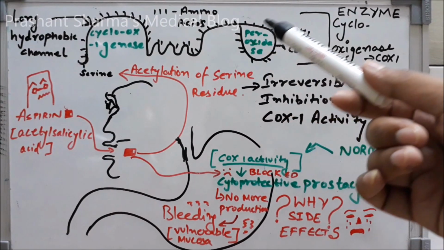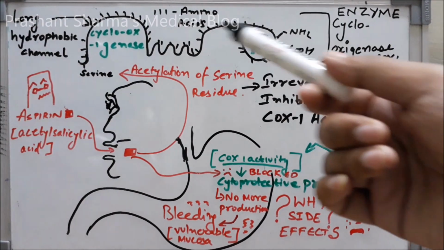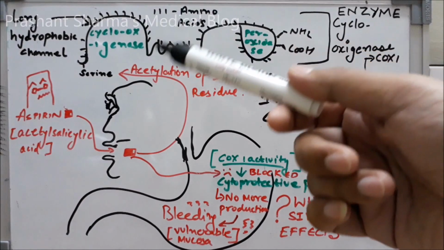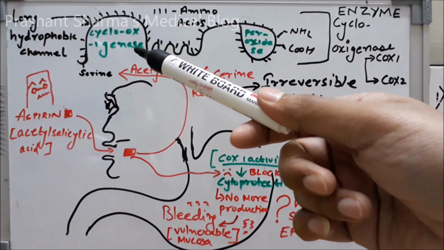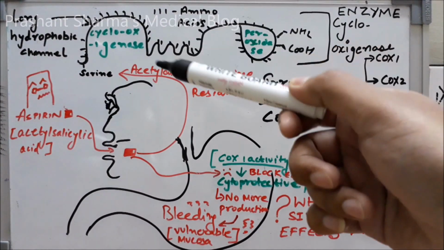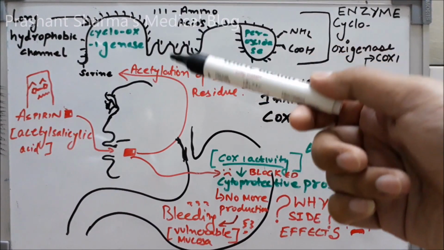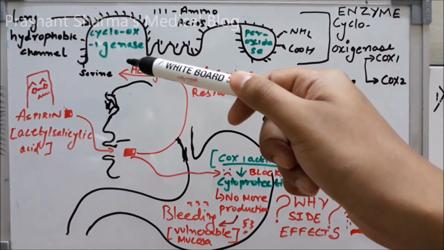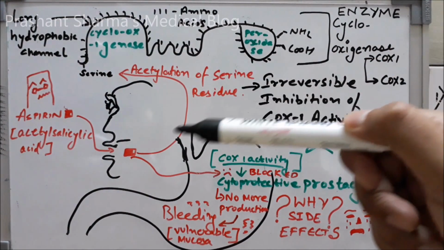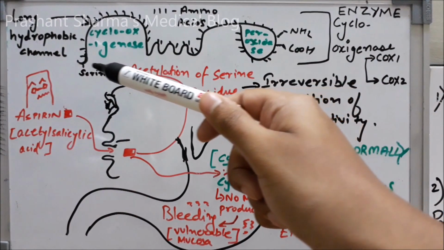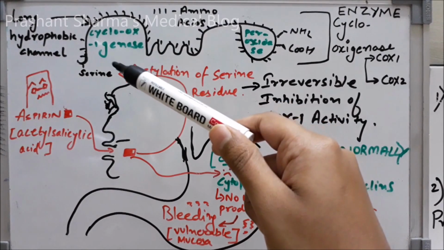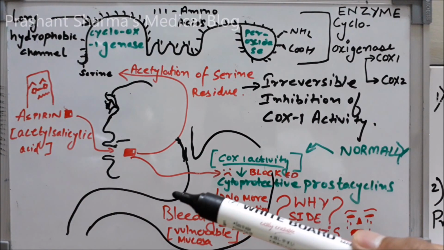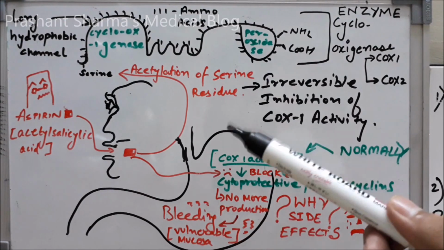So here you have the representation of the enzyme cyclooxygenase. For a better description, we have divided it into two parts, which is confirmed by X-ray studies that there are two spatially distinct sites for the cyclooxygenase activity and the peroxidase activity. First of all, the cyclooxygenase activity is carried by the long hydrophobic channel. Why is it important to know? We'll get to know further.